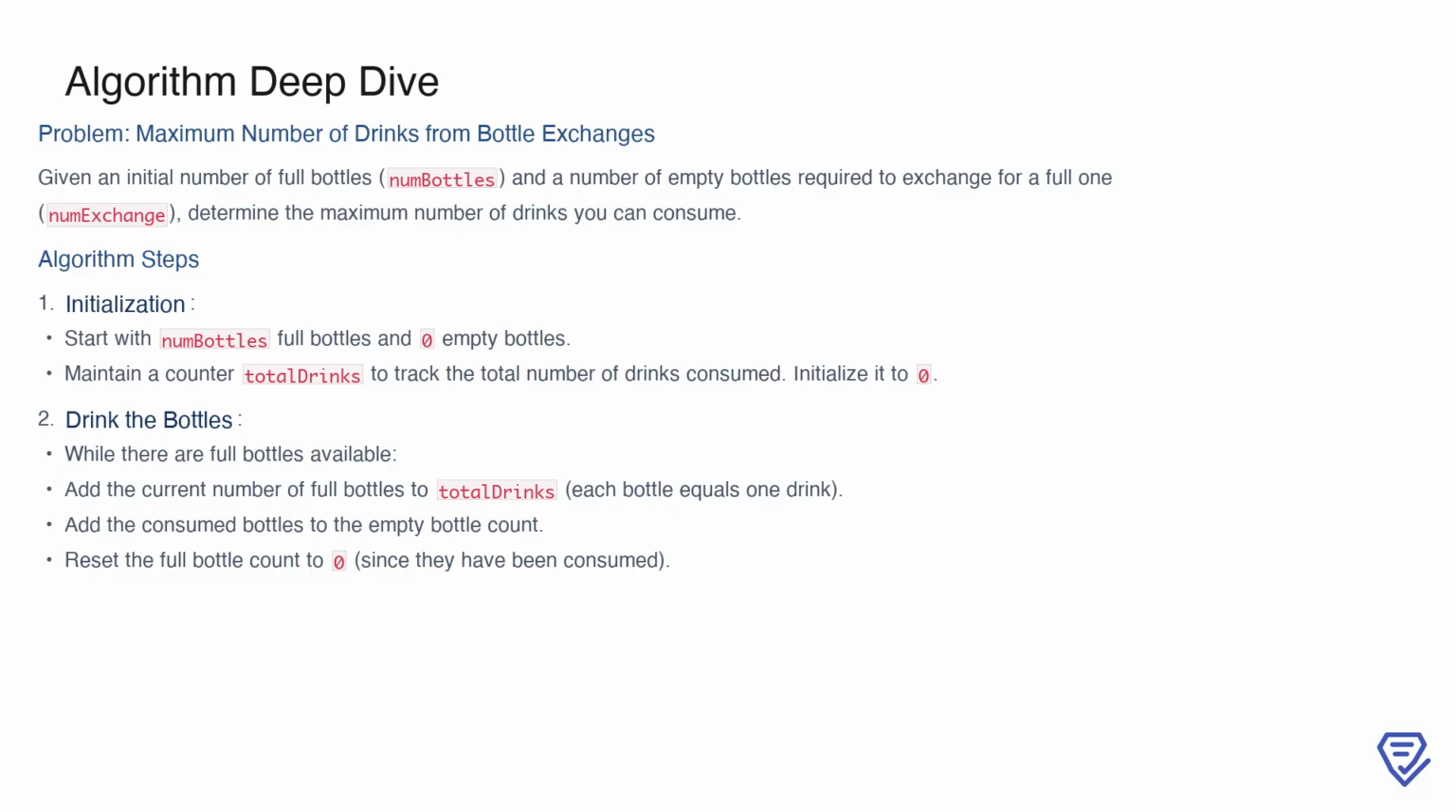From here, we consume the full bottles. For every full bottle, we increment total drinks by 1 since each bottle provides 1 drink. After consuming these bottles, we add the same number to the count of empty bottles, as each consumed bottle leaves behind an empty one. Then, the count of full bottles is reset to 0 because they have been consumed, and we prepare for the next step in the process.